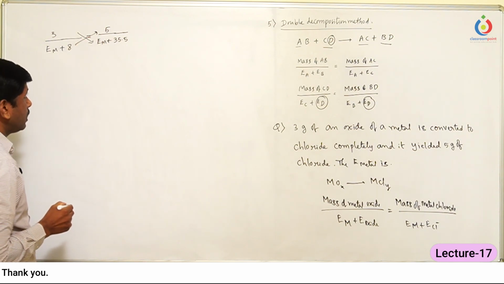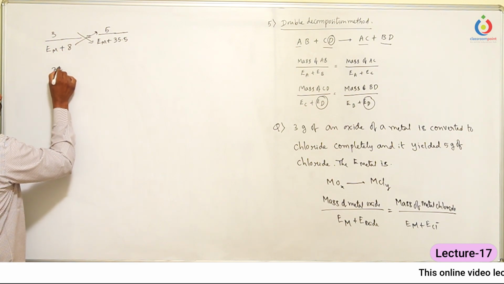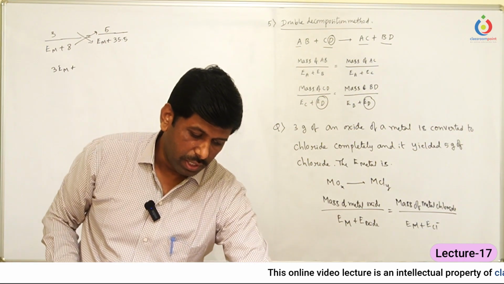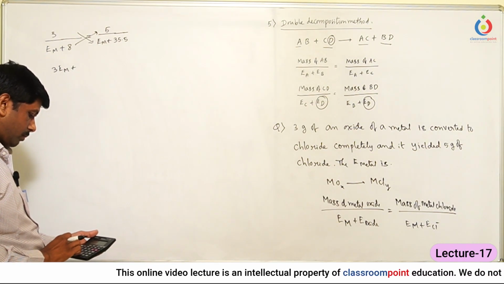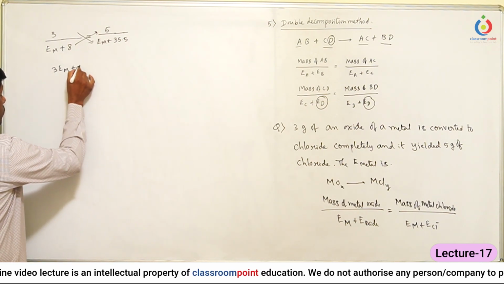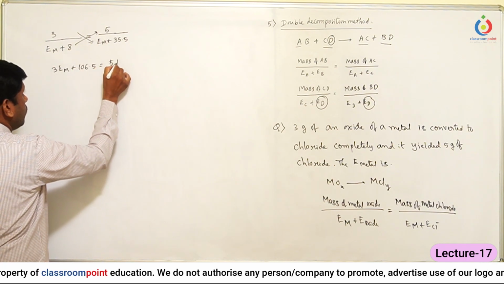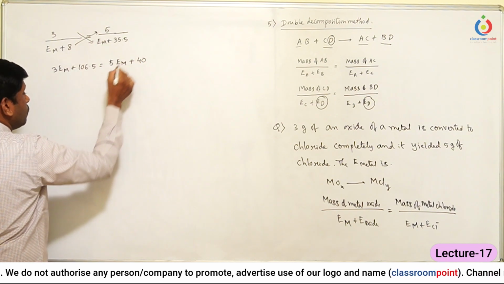Do the cross multiplication, so that 5 into 3 EM plus 3 into 35.5, that is 106.5. This value equals 5 equivalent mass of the metal plus this value equals 40.